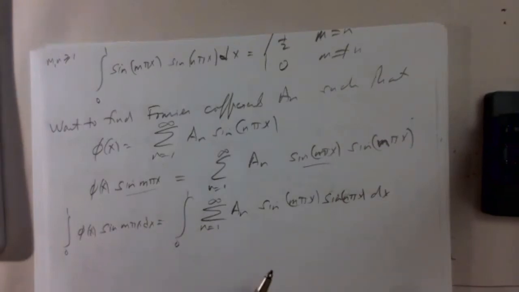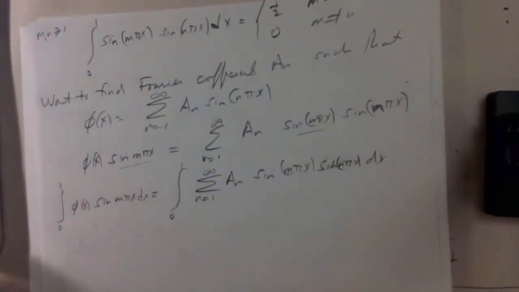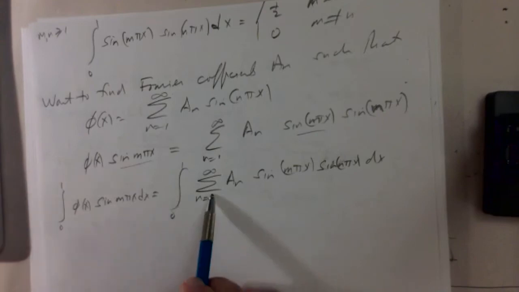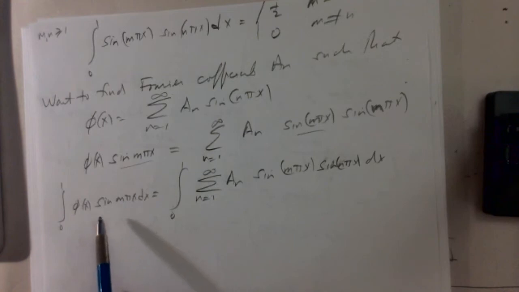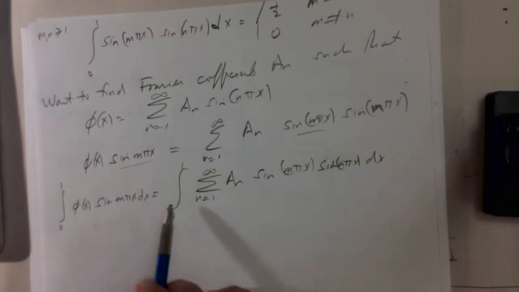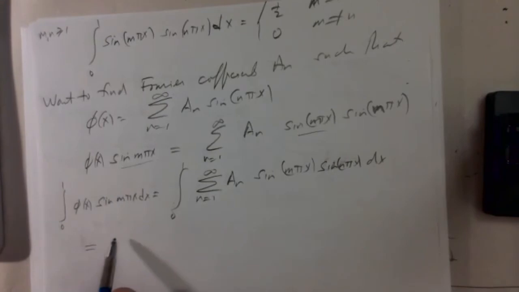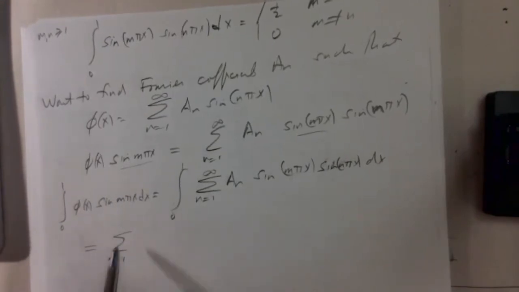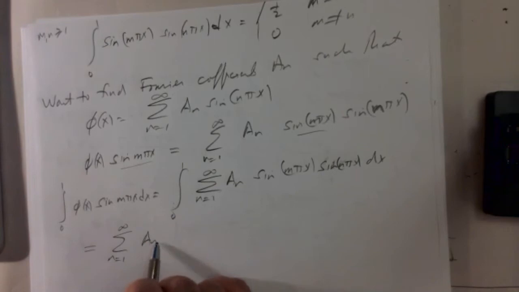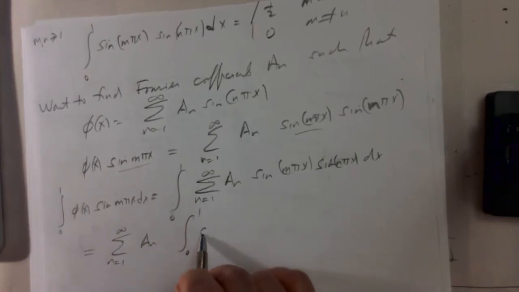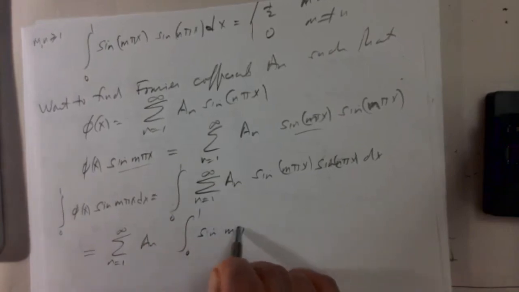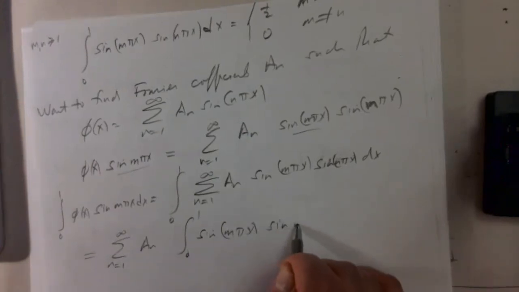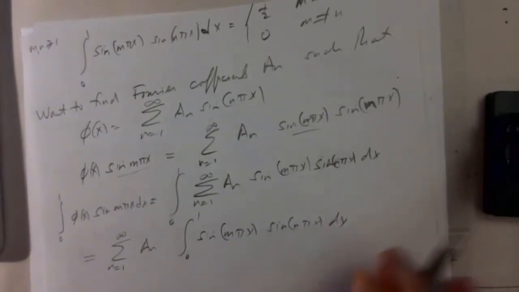Now, in analysis, it's hard to know when you can interchange summation and integration. But one can prove if phi of x is a nice function, if it is even just 2 or 3 times continuously differentiable, you can interchange summation and integration. You can write this as the summation n goes from 1 to infinity, a_n, integral from 0 to 1 of sine m pi x sine n pi x dx.